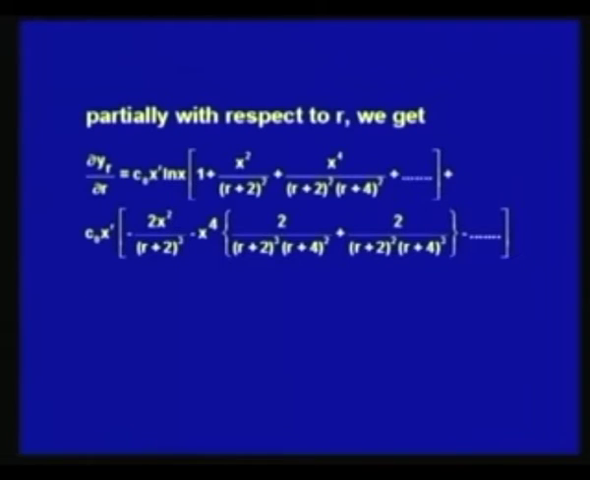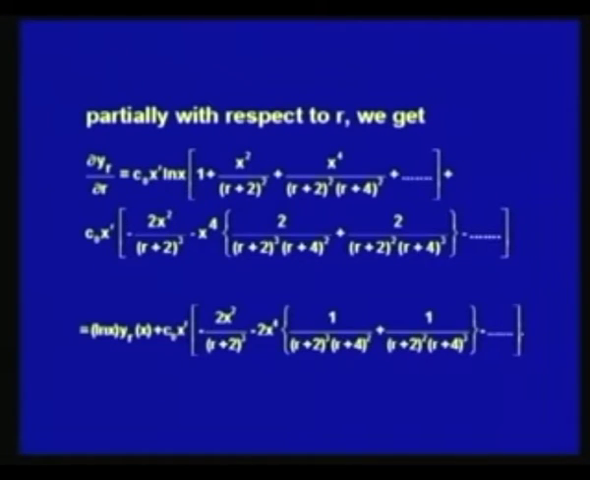over (r plus 2) whole cube minus x to the power 4 into 2 over (r plus 2) whole cube into (r plus 4) whole square plus 2 over (r plus 2) whole square into (r plus 4) whole cube and so on, which is equal to ln x into y(r,x) plus C naught x to the power r into minus 2x square over (r plus 2) whole cube minus 2 times x to the power 4 into 1 over (r plus 2) whole cube into (r plus 4) whole square plus 1 over (r plus 2) whole square into (r plus 4) whole cube and so on.